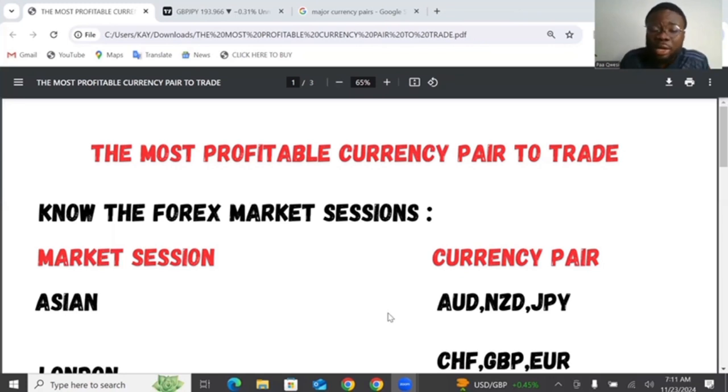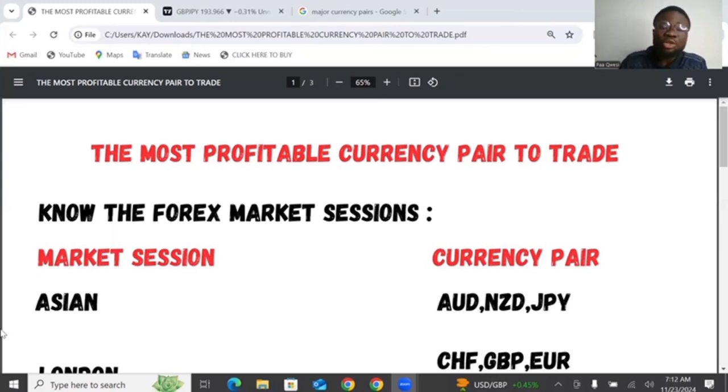And when it comes to the euro, it is also open. Their financial centers, the financial market hubs, are open during the London session. You get it? So these are the various currencies that are open or active during the London session. So we have the CHF, the pound, and the euro. They are open during the London session.